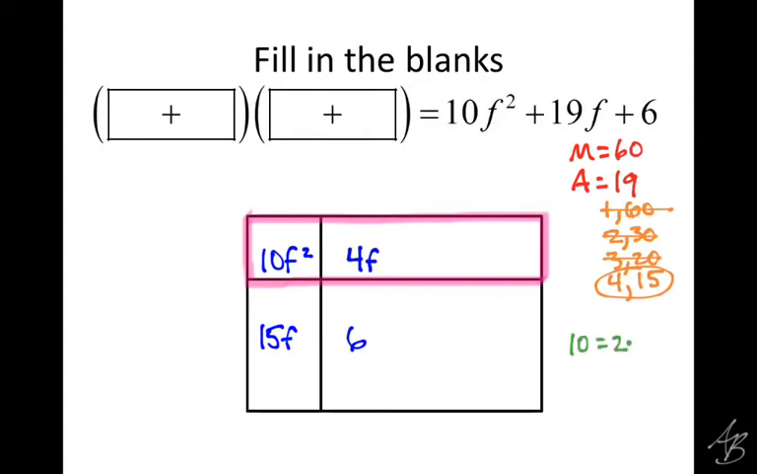I'm going to kind of give you a hint here. 10, if we factor it, we get 2 times 5. And 4, if we factor it, we get 2 times 2. So what do they have in common? 2. They have a 2 in common. So the GCF is going to be 2.